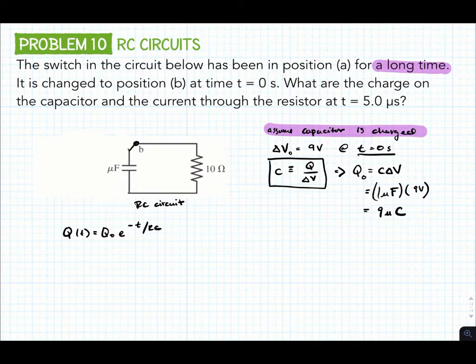All right, so we can plug in numbers. This is 9 microcoulombs times e, because we're looking for 5 microseconds. Now I just want to separately write out what RC is. So RC, which is tau, that's the time constant that we were talking about.